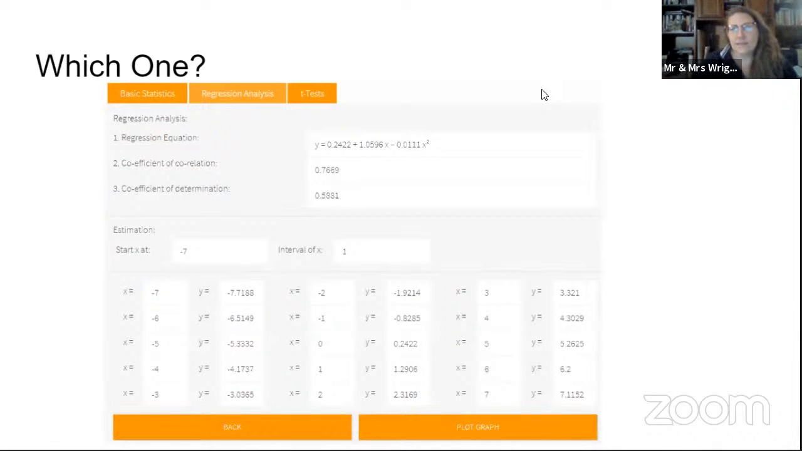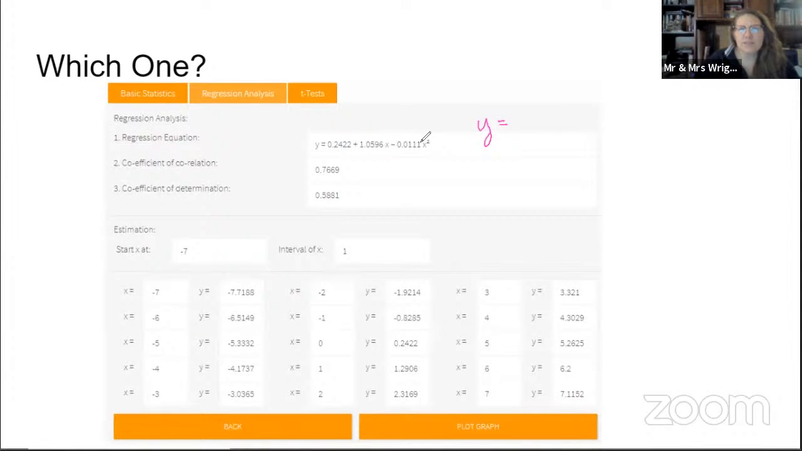Now, again, this is not in the proper format. For whatever reason, this calculator does not put it in standard form. Standard form would tell us that the variable with the highest exponent is going to go first. So your equation should actually read, and let's round to the nearest hundredth, 0.24, and this one would be 1.06, and this one would be 0.01. So y equals 0.01, which is negative. Can't forget that negative right there, x squared.